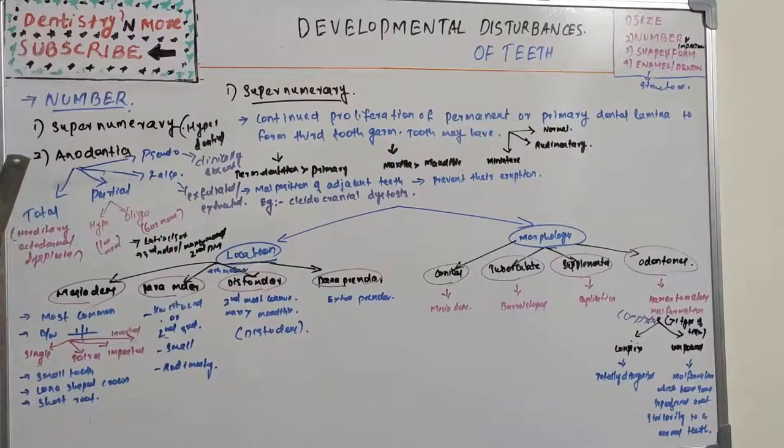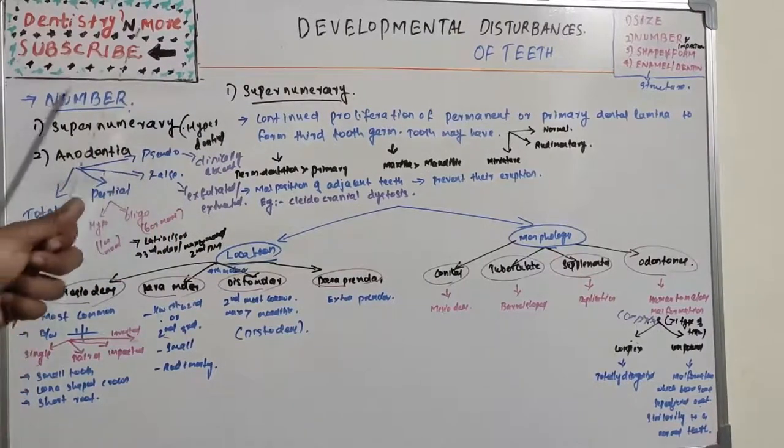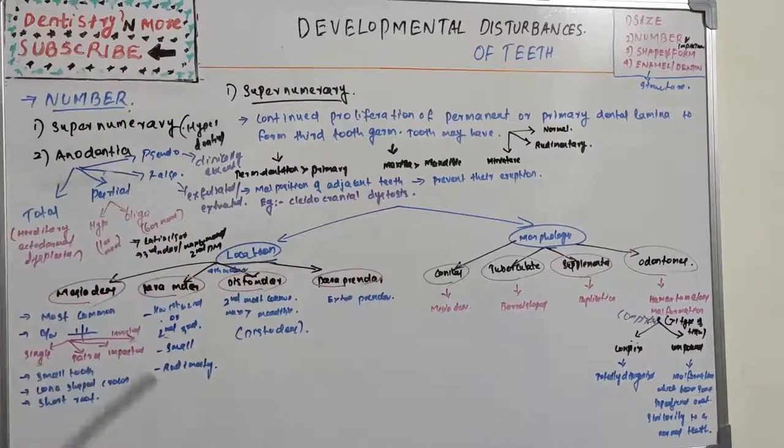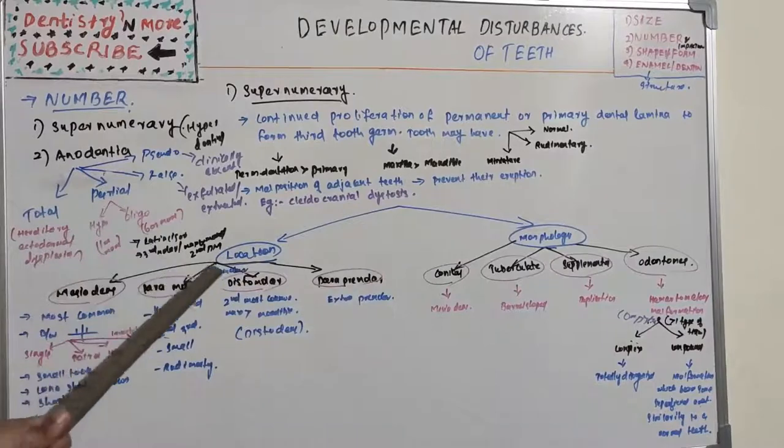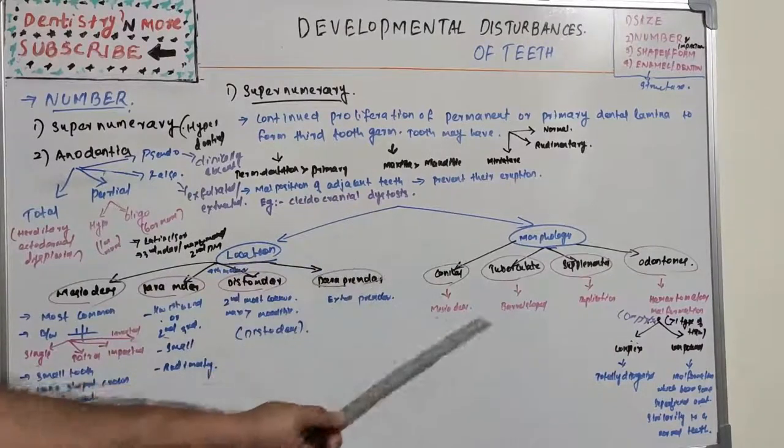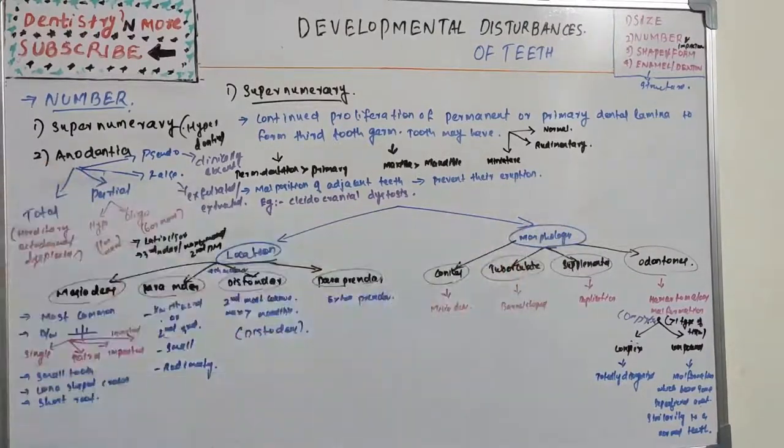We have learned anodontia and supernumerary teeth. Hypodontia is the term for missing teeth. Anodontia, we have total, partial, false and pseudo. Supernumerary, we have two types of classification based on location and morphology: mesiodens, paramolar, distomolar, paraprem​olar, conical, tuberculate, supplemental, odontomes. Odontome we have two types, complex and compound, which come under composite.